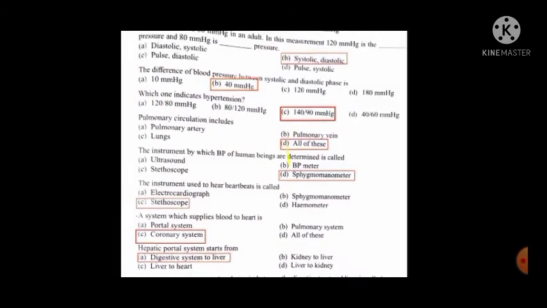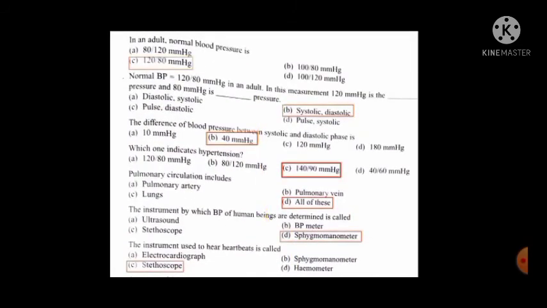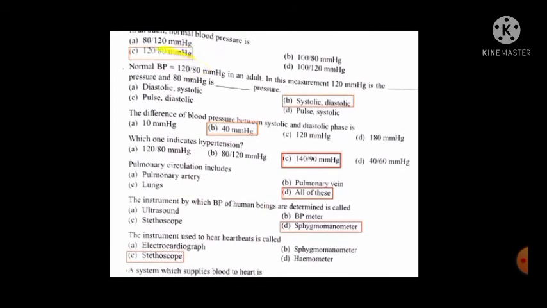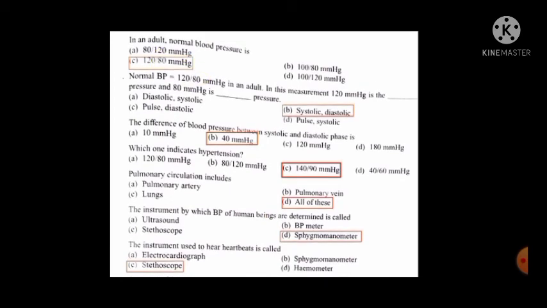In an adult, normal blood pressure is about 120 to 80 mm of mercury. Normal BP is 120 per 80 mm of mercury in an adult. This is measured: 120 mm Hg is the systolic pressure and 80 mm Hg is the diastolic pressure. Answer is systolic and diastolic.